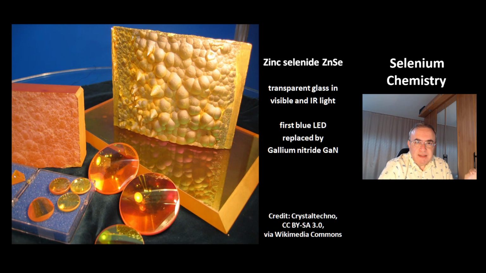This is a picture of zinc selenide, ZnSe, that's used in transparent glass for visible and infrared light. The first blue LED was based on zinc selenide and was later replaced by gallium nitride, GaN.